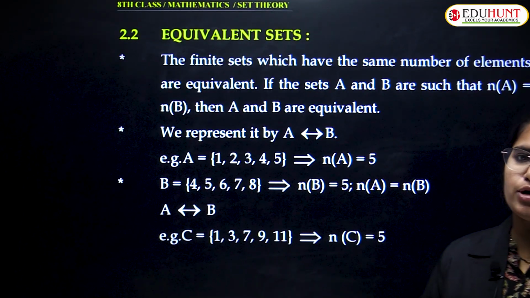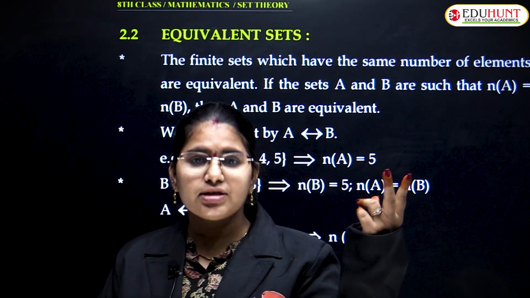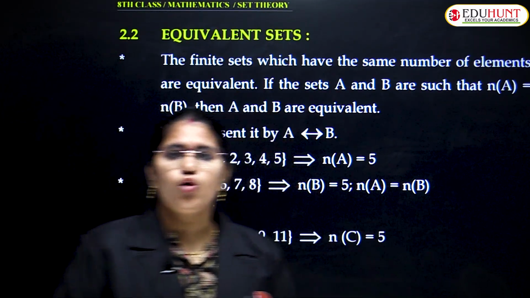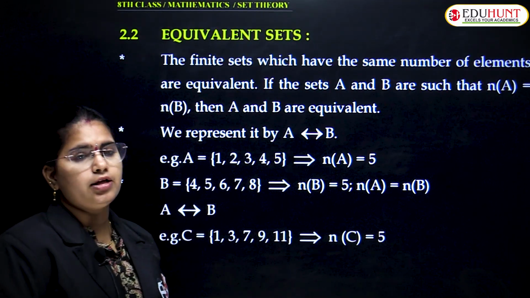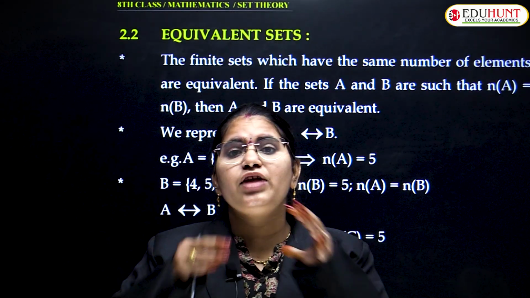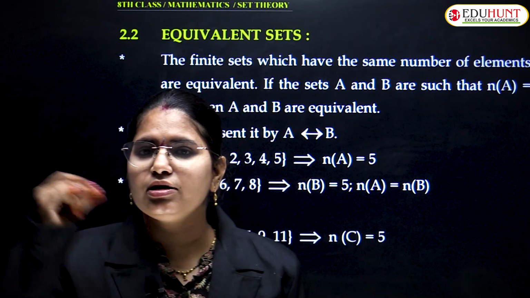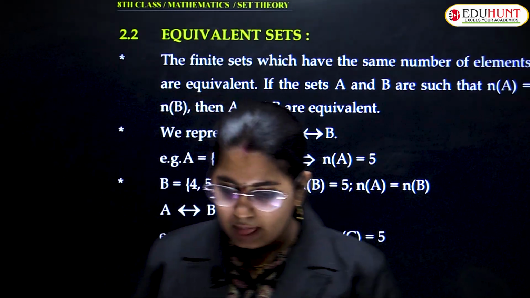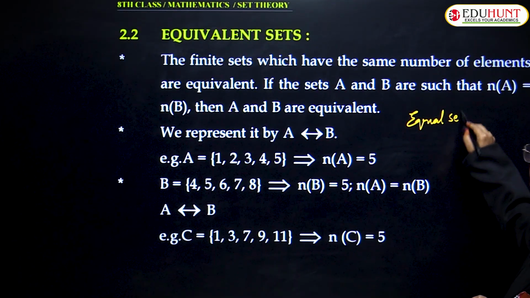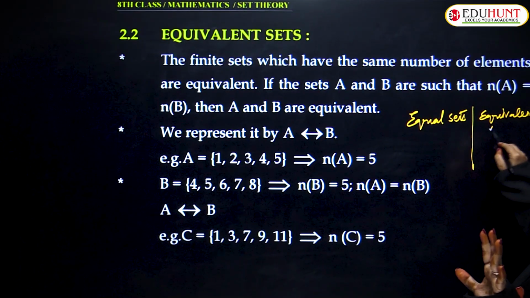Next topic, we are also going to learn about equivalent sets. You have learned about equal sets. This is equivalent sets. Equal sets and equivalent sets are different. So, what are equivalent sets? Consider any 2 sets. If their cardinalities are equal, then you can say both are equivalent sets. I just want to differentiate between equal sets and equivalent sets; they are not the same. Please keep this in your brain.